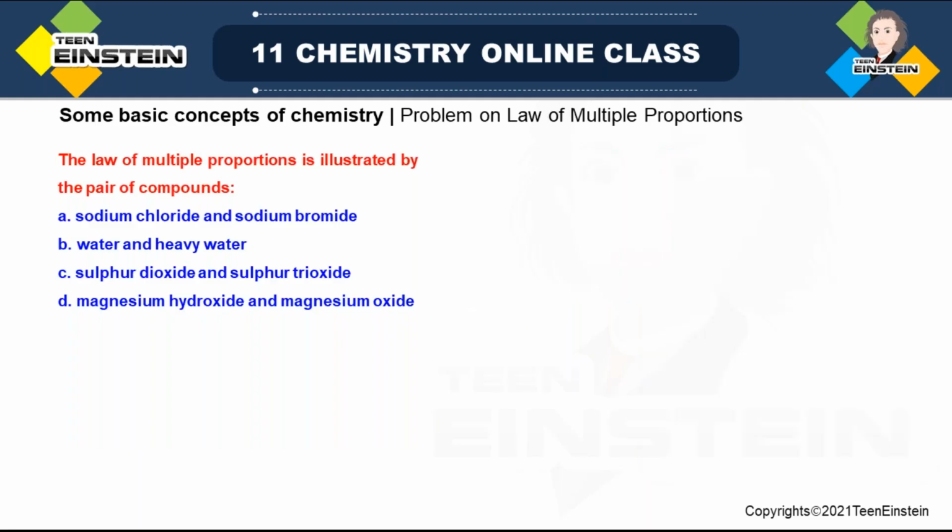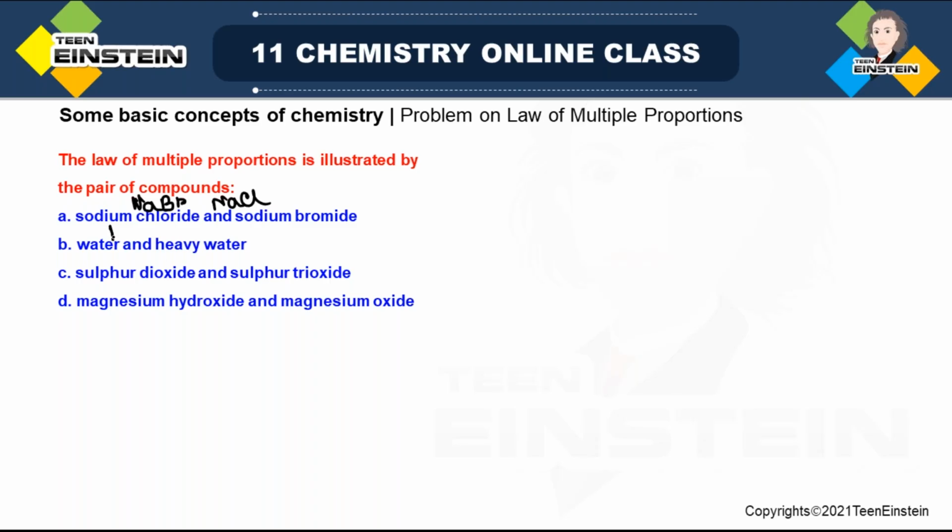Problem on law of multiple proportion. So this law that we have just discussed, now we'll see this problem. The law of multiple proportion is illustrated by the pair of compounds. Here we have the compounds sodium bromide, NaBr, and sodium chloride, NaCl. Sorry, I have written NaBr first, but it doesn't matter. Here, these are the formulas.